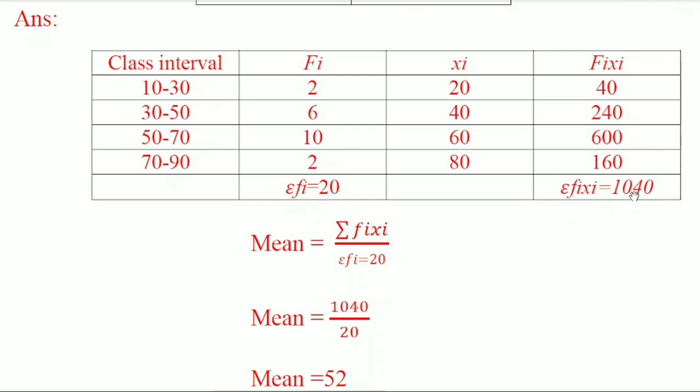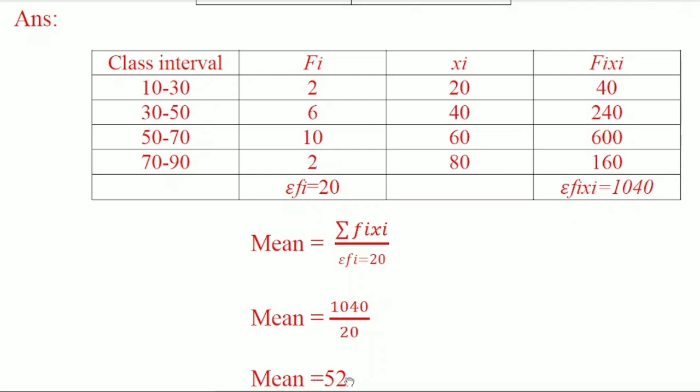So we should find out the mean. Mean is equal to summation of fi xi divided by summation of fi. Summation of fi xi value is how much? 1040. Write it: 1040 divided by 20. So the 0s get cancelled. 2 1s are 2, 2 5s are 10, so 2 2s are 4. So 52. Therefore, mean is equal to 52.